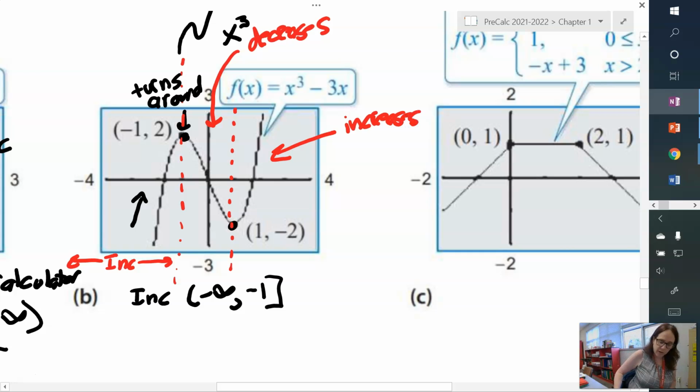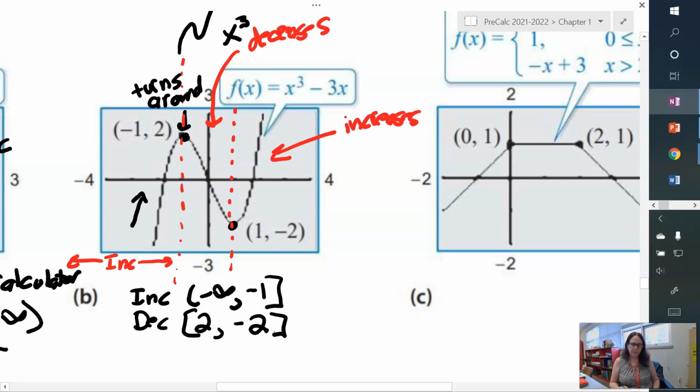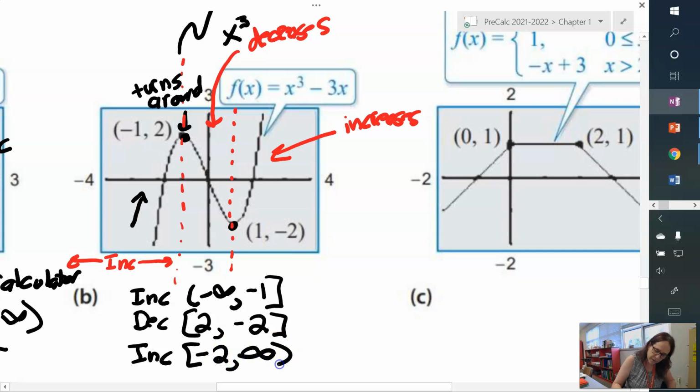The first area is going up to -1, 2, where the graph is increasing. Now it's decreasing. It starts as decreasing at 2, and it goes all the way to -2, where it turns around, starts increasing again. Starts at, let's see, -2, and continues up to positive infinity. So that's how we're going to write it there.